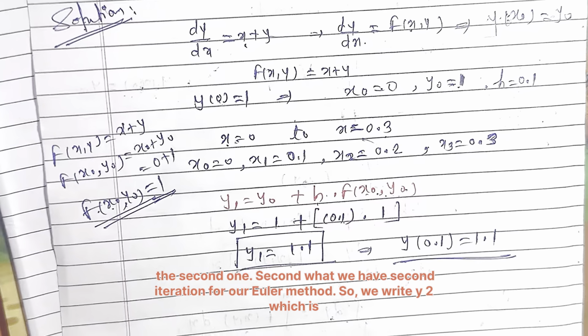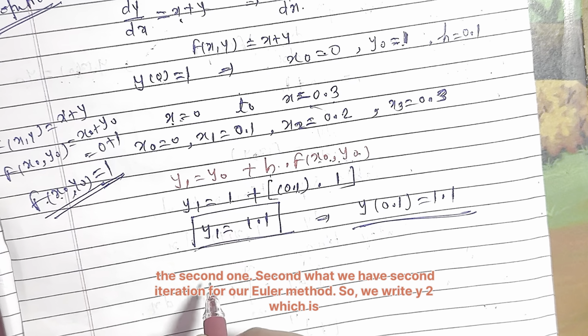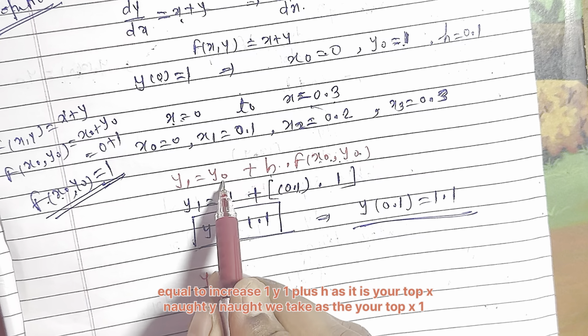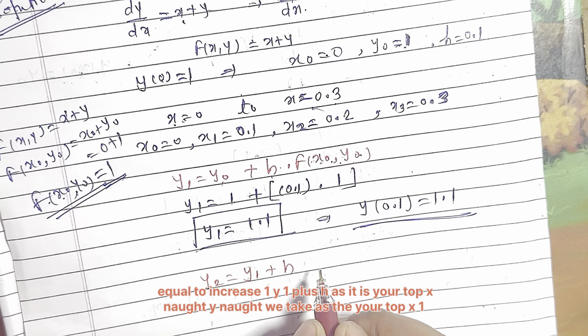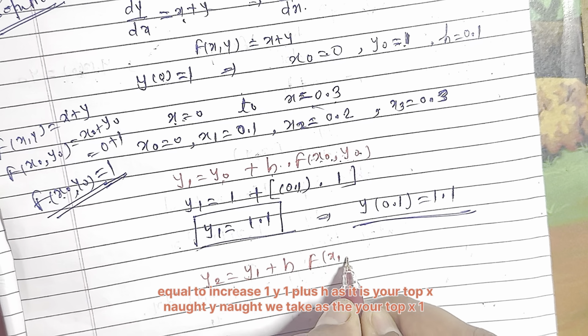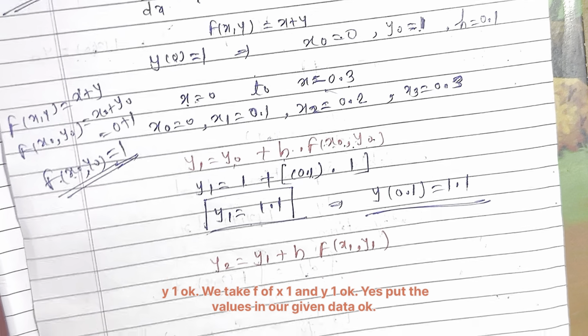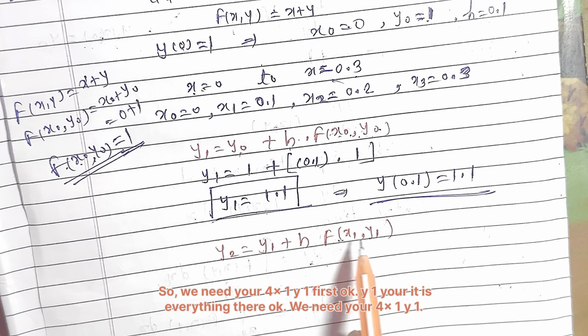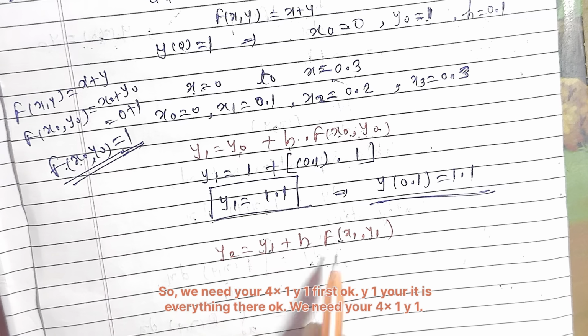Let's go for the second one. What we have in the second iteration of our Euler method: we write y2 equal to y1 plus h times f of x1, y1. We take f of x1 and y1 and put the values in our given data. So we need f of x1, y1 first.